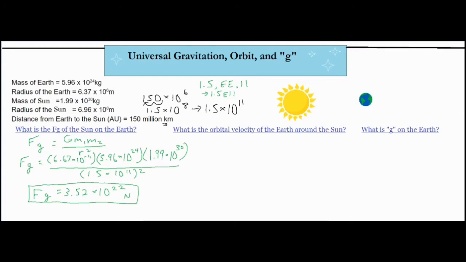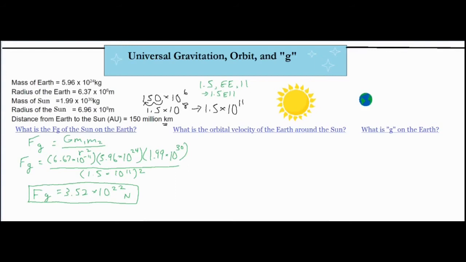If you do want to plug it in all at once, then you're going to have to wrap your entire numerator in parentheses first, so it knows that this is your numerator and then this is your denominator. Okay, in the end, my force of gravity comes out to 3.52 times 10 to the 22nd newtons. So that is the amount of force of the sun pulling on the earth and the earth pulling on the sun, because every force has an equal and opposite force.